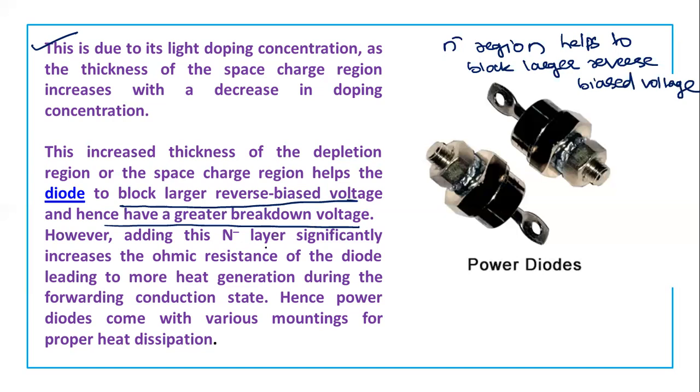However, adding this N minus layer significantly increases the ohmic resistance, leading to more heat generation during the forward conduction state. Hence, power diodes come with various mountings for proper heat dissipation. If you are doing a power electronics project, you will always be using a heat sink, because the ohmic resistance is increasing and we need proper facilities for heat dissipation. This shows a practical diagram of a power diode, which you can find in the industry. I hope the structure and the different types of switches we have discussed are clear to you.